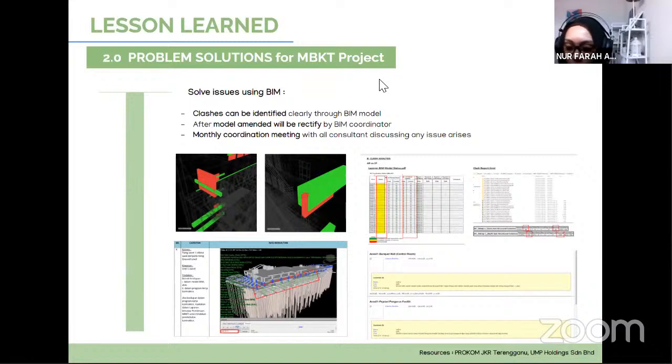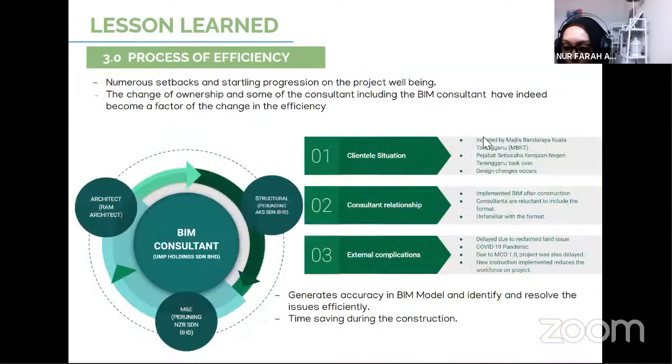For example, the picture below shows the columns that were built on the first floor earlier than the ground floor, so they needed to be amended and also be included in the report later. So next, for process efficiency, Adi will continue the presentation.